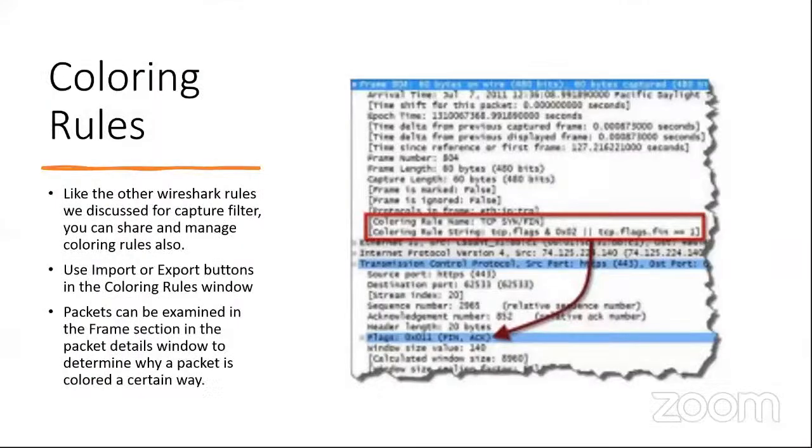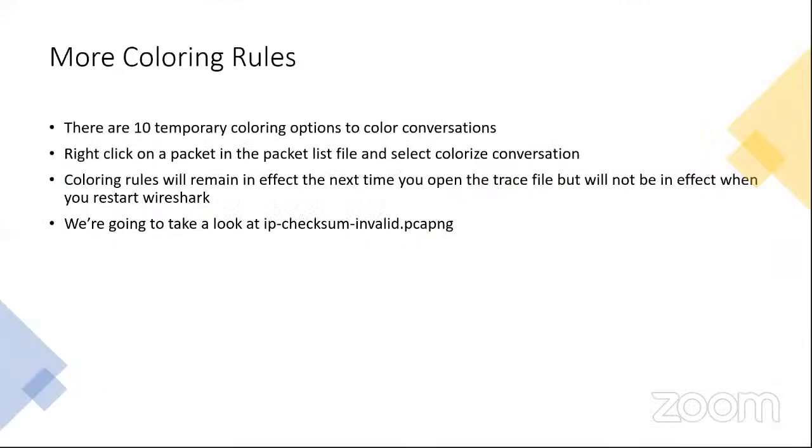And let's see. So, more coloring rules. There are 10 temporary colors, options to colorize conversations. So I just picked one of the random ones. You can right click on any packet in the packet list and select to color a certain conversation. So you can have up to 10 different conversations with different colors.